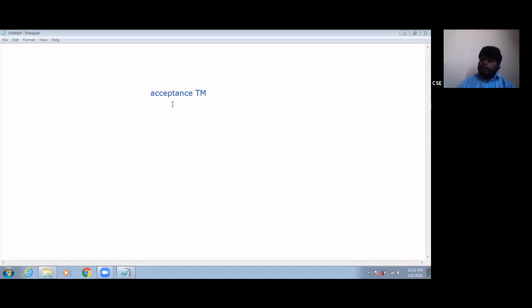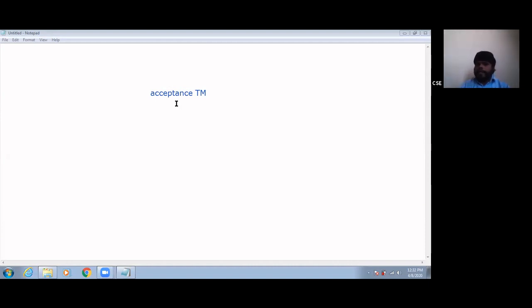So here are the three ways. After reading the input string, we have three choices. Before that, I already explained what halt is. Halt is where there is no transition at a particular state. That means you came to a particular state, and from that state you are not going to any other state, or you are not processing any strings. That means you are halted at that state.